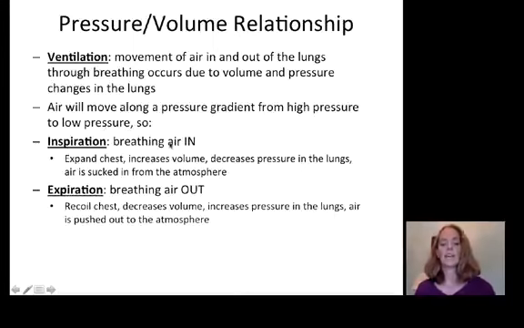Inspiration, we breathe air in. You expand the chest, that increases the volume of the chest. When you expand the chest cavity, all of the same molecules were in there. Those same molecules now have more space. When we give more space to the molecules, there is less pressure on the chest cavity. So opening up in volume decreases pressure. What that does then is creates a gradient where the pressure outside of the lungs is lower than the pressure inside of the lungs. So let's draw this out.